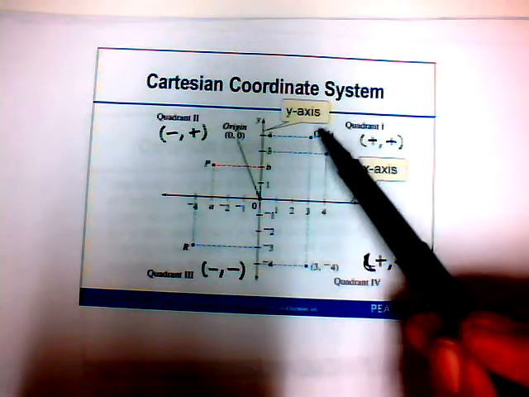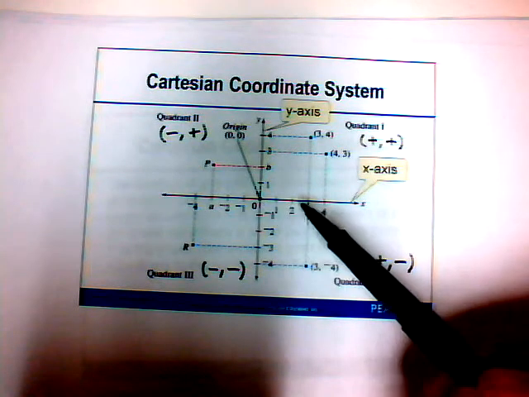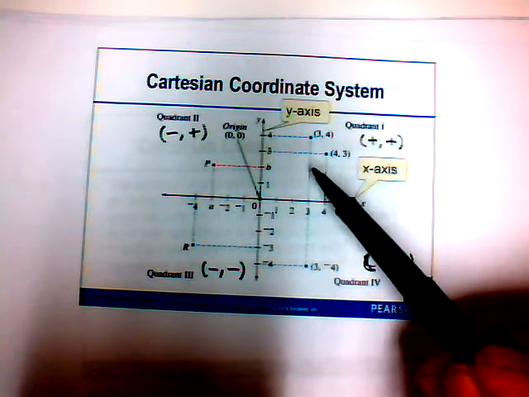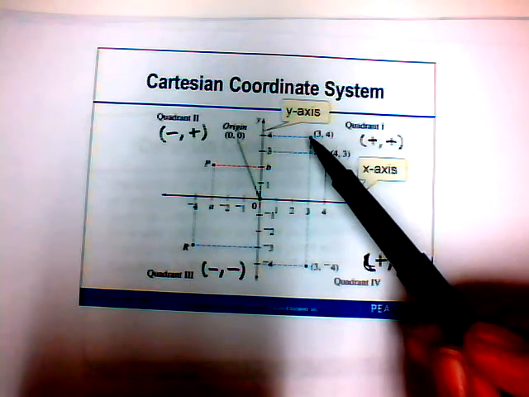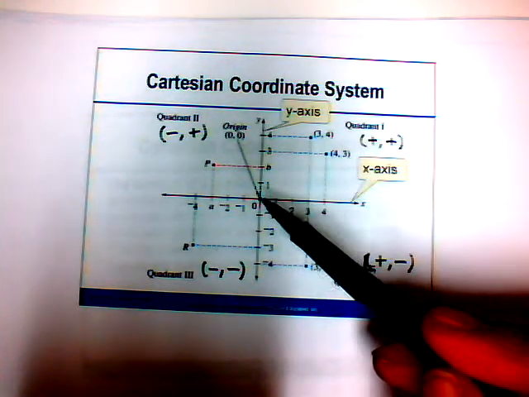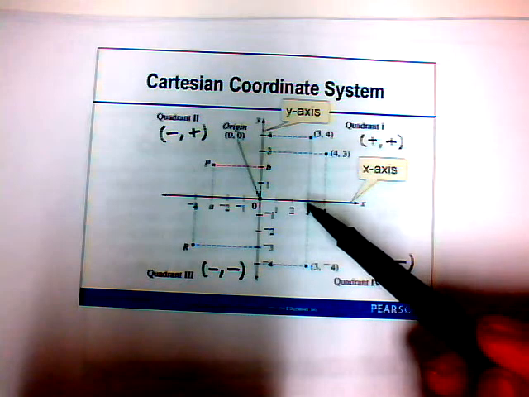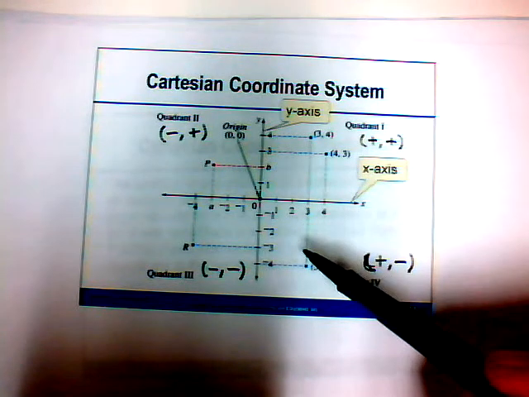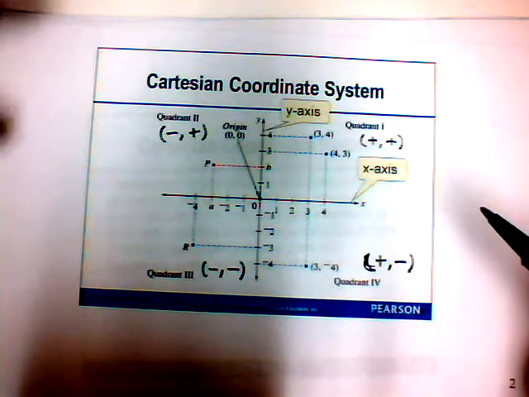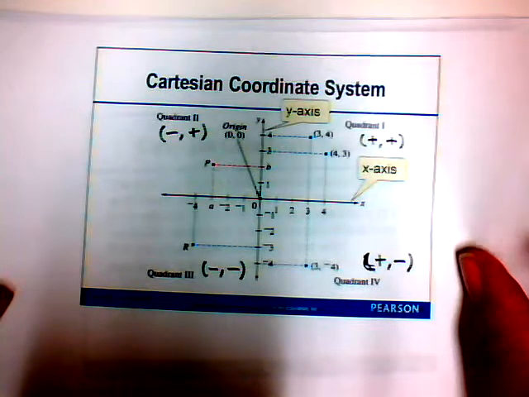Like in this ordered pair, (3, 4). You start at the origin. You're going to go to the right 3 places because it's positive 3, and up 4, and draw the point. Also for (3, -4), 3 is positive, so you start at (0, 0). You go to the right 3 places, and then you go down 4 places because your y-coordinate is negative. And then draw the point. Okay, so that's just the idea of how you plot points on a coordinate system.